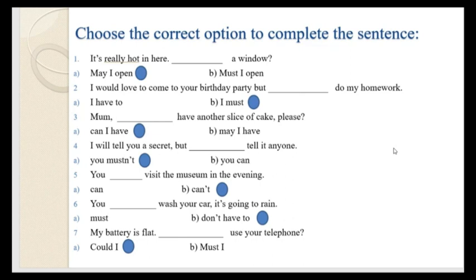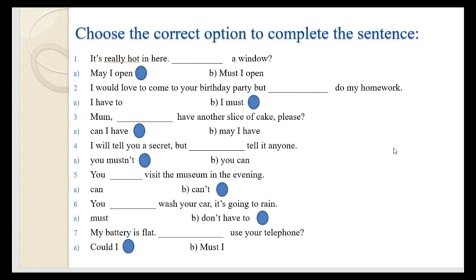5. You, A. Can, B. Can't visit the museum in the evening. Yes, B. You can't visit the museum in the evening.